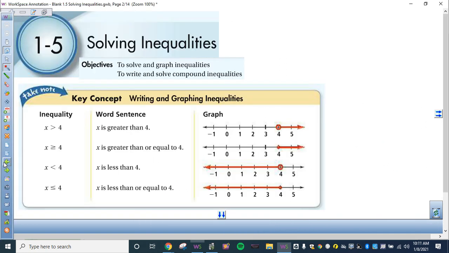So if we go back and just look at the 4 examples here, you don't have to write these down. We'll do plenty of problems. Trust me. x is greater than 4. There is no equal to. That is why this is an open dot.